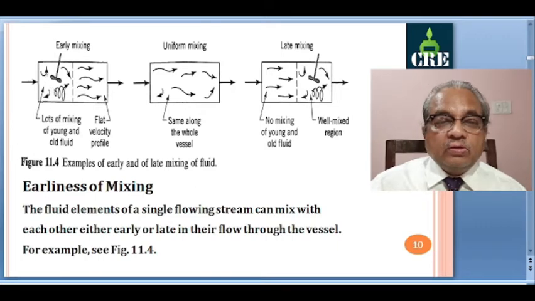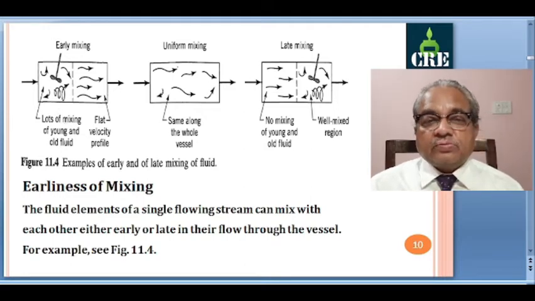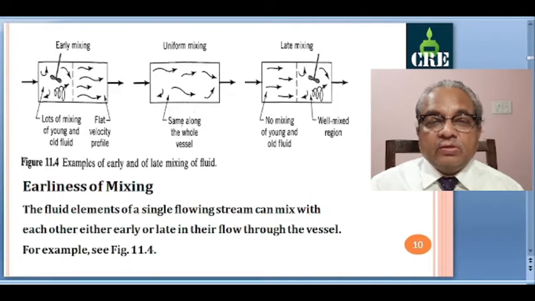Lots of mixing takes place here near the entrance, that is early mixing, and later on you have a flat velocity profile here. So a lot of mixing of young and old fluids takes place near the entrance. Uniform mixing is the same along the whole vessel. So throughout the vessel it is uniform mixing. And third possibility is late mixing. So at the exit or near the exit there will be a well mixed region.